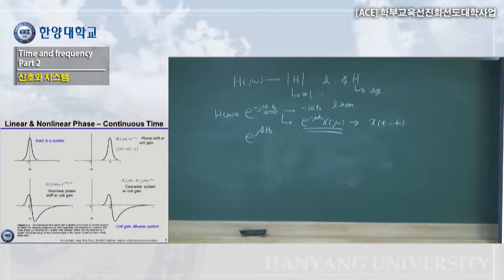From the input to the system, if the system phase is linear, it does not matter about amplitude. Amplitude is a unit. Amplitude is basically linear. If the phase is linear, then they basically shift by time.